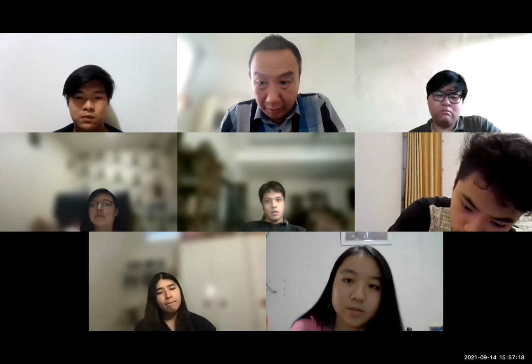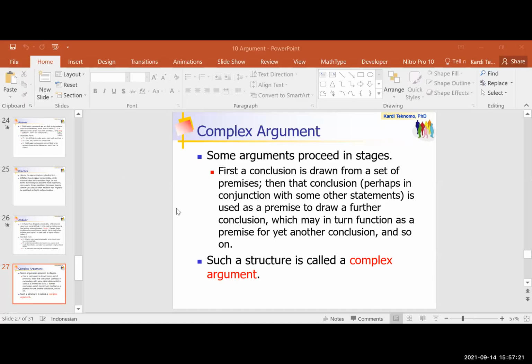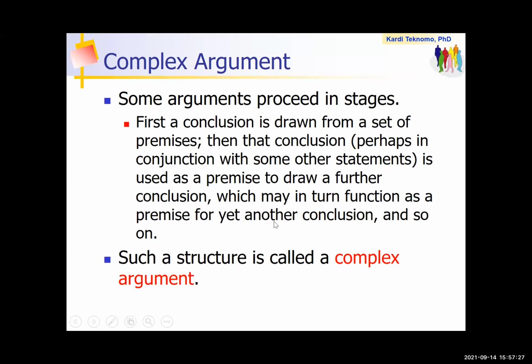Go to the complex argument. So sometimes your argument is complex. Why? Because first you have a conclusion based on a set of premises. Then you have another premise, and you join it with that conclusion to create the second conclusion. And then you have another premise, and you join it with the second conclusion to create the third conclusion.